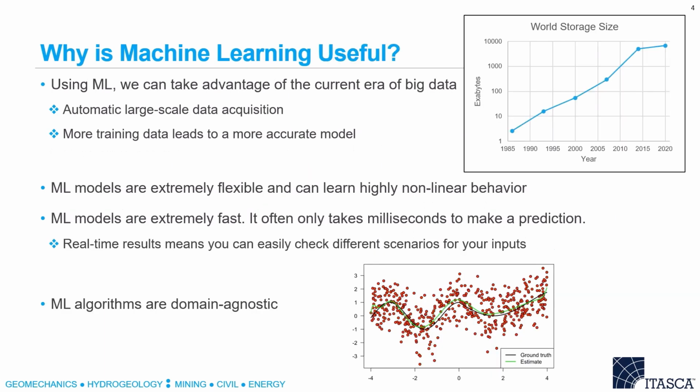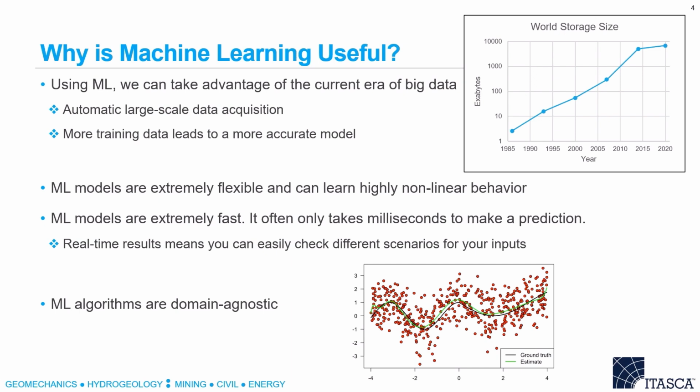Maybe an even more important question to ask, why is machine learning useful? Using machine learning, we can take advantage of the current era of big data. Shown in the top right is an estimate of the world's storage size. And for reference, 1 exabyte is equivalent to 1 billion gigabytes. As of 2020, it was reported that the global storage capacity is somewhere around 6,800 exabytes.